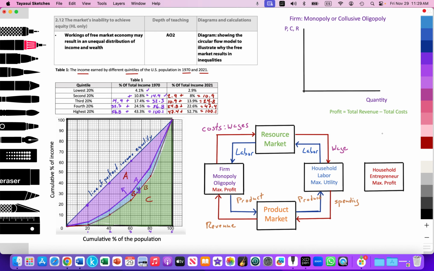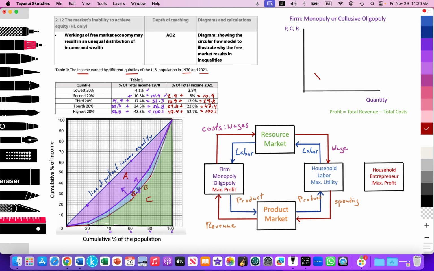But now let's separate out the household where it's the entrepreneur, which is different from labor. And the household, as the entrepreneur, is seeking to maximize profit through the firm that they own. So here I'm stating that the firm, connecting it to theory of the firm, is actually a monopoly, or perhaps it's a collusive oligopoly, and they want to maximize their profit. So up here in theory of the firm, we have our monopoly or collusive oligopoly. So we'll go ahead and draw that.